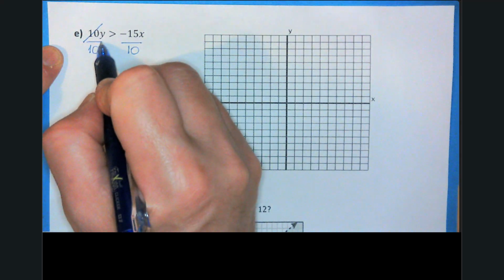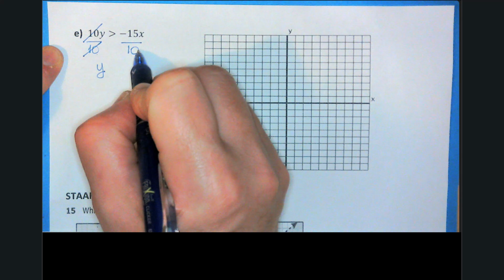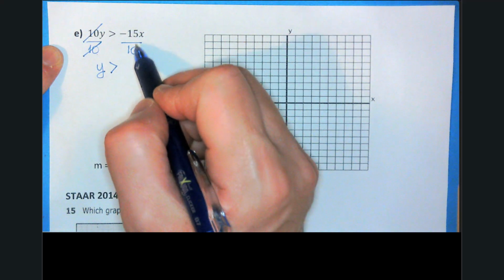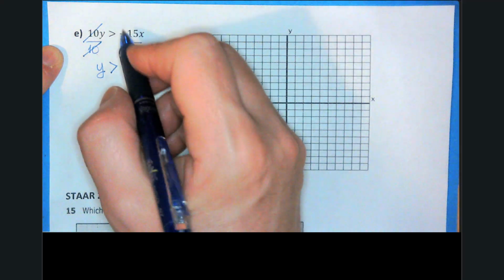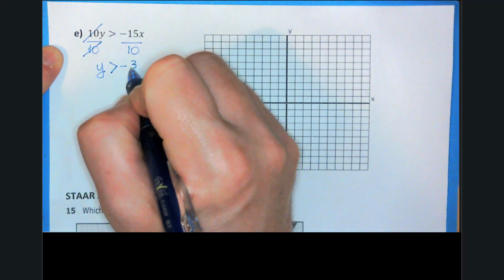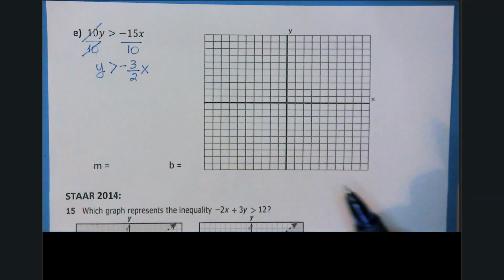So the 10 goes away. Okay, and because I'm not dividing by a negative number, my inequality sign stays the same. Then I put this in the calculator, and my reduced fraction would be negative 3 over 2x. So there we go.